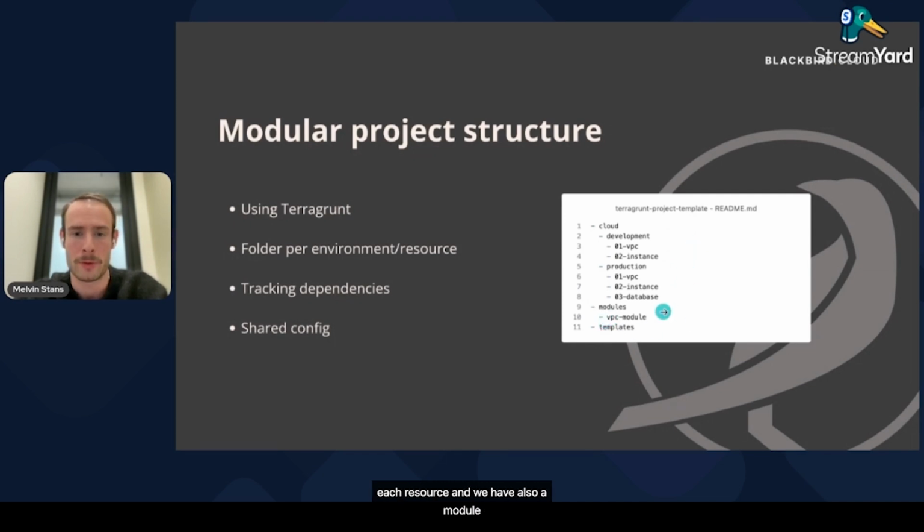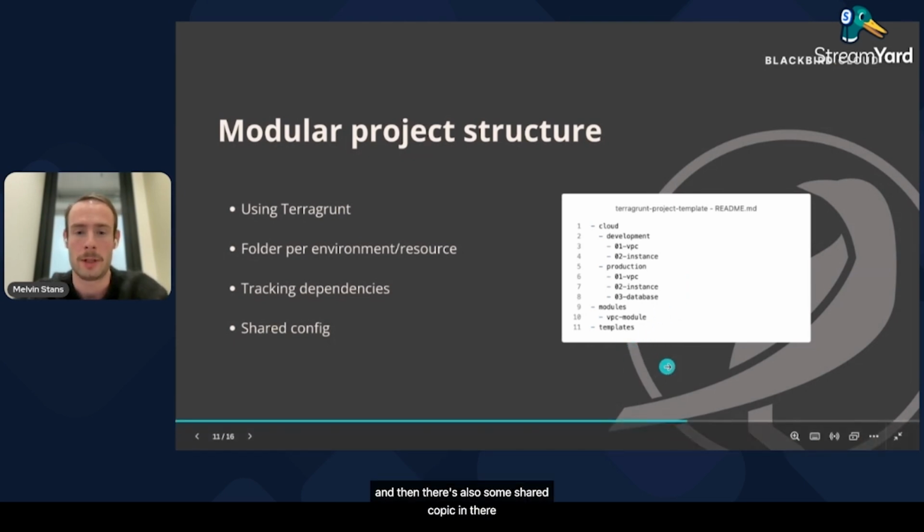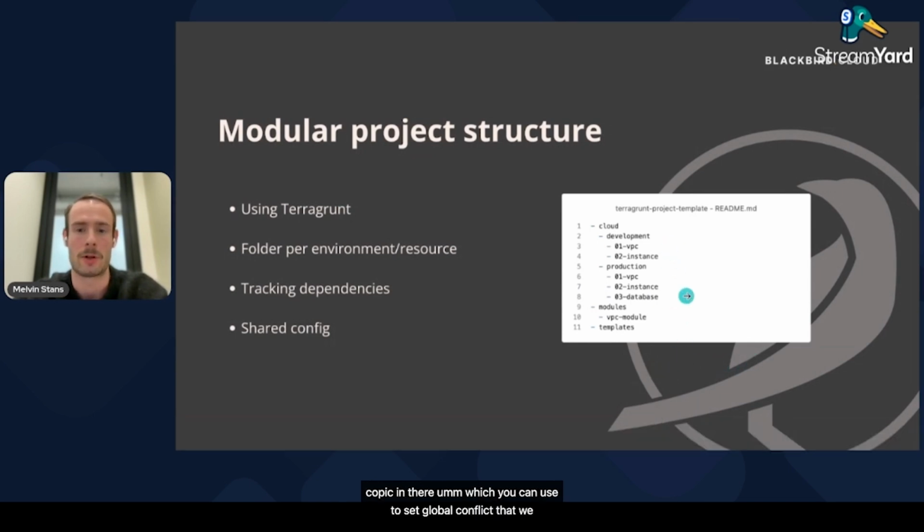And we also have a module folder, which has our own custom modules that are not yet published, or existing ones we want to make changes to; we can download them in there and make some changes. And a template folder for any other configuration that you might use in your resources. And then there's also some shared config in there, which we can use to set global config that we use in all instances, for example, account names or prefixes for your resources, things like that.